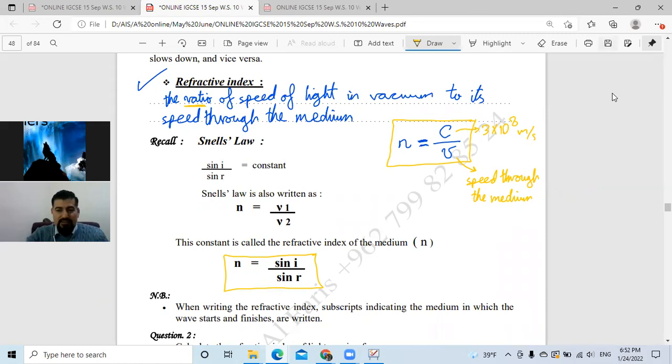N equals C over V. What is N? The N is the refractive index, right? Yes, the refractive index.